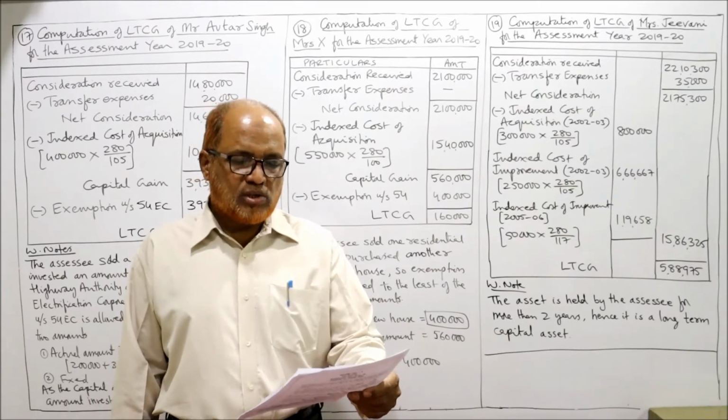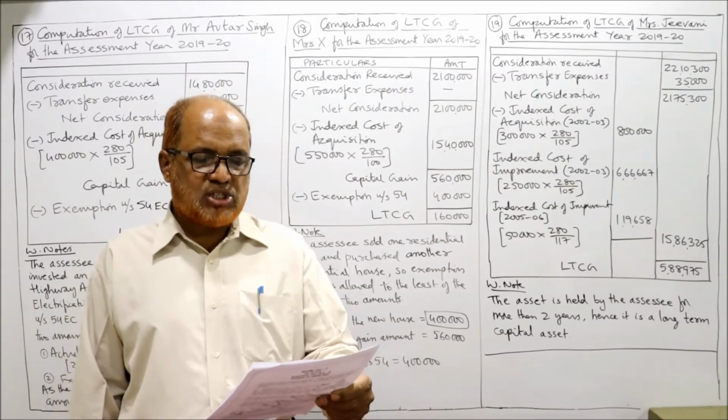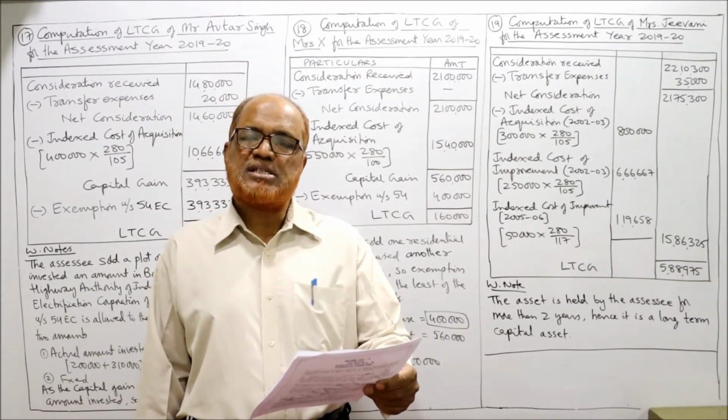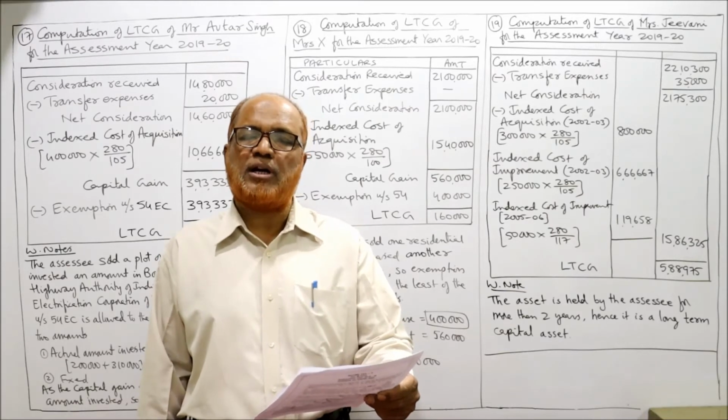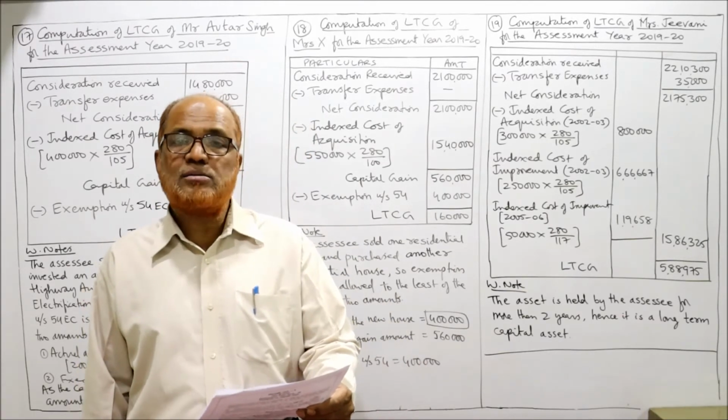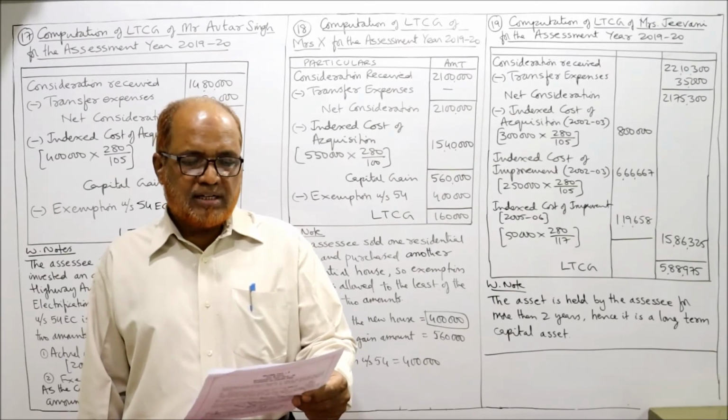So in October 2001 he purchased it, and gifted it to his daughter Mrs. Jeevani in 2003. In 2003, Mr. Kiran has gifted the property to his daughter Mrs. Jeevani. Now the owner is Mrs. Jeevani. The other particulars are as under.